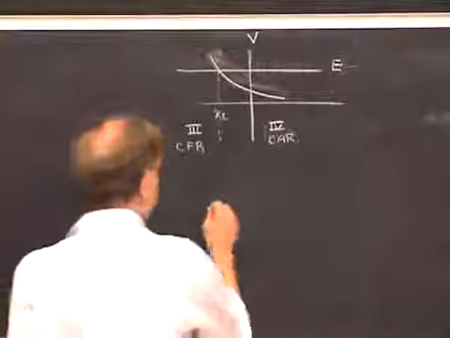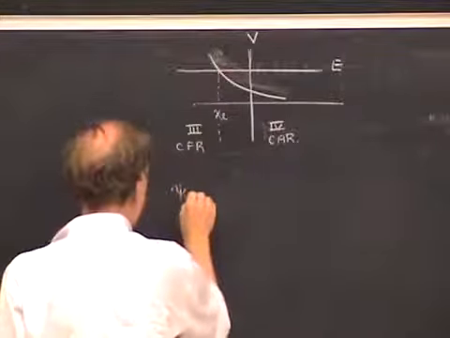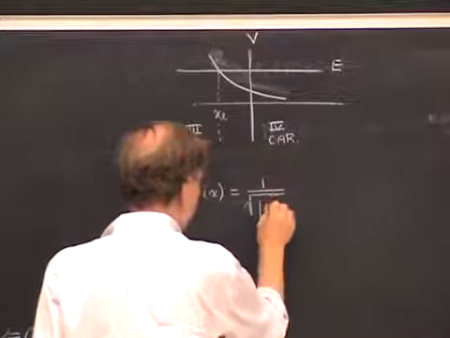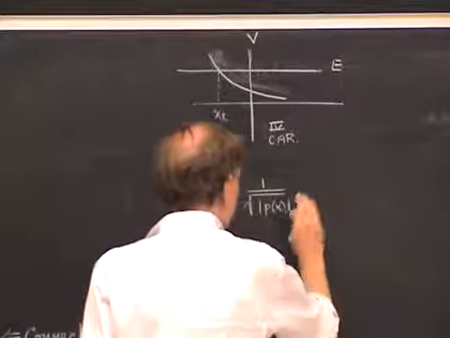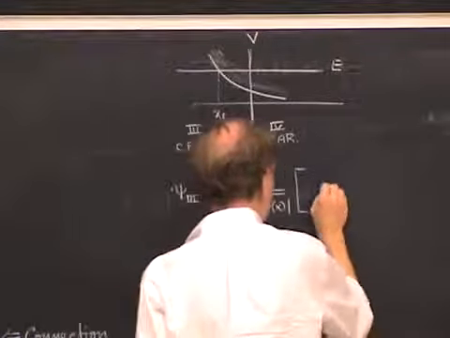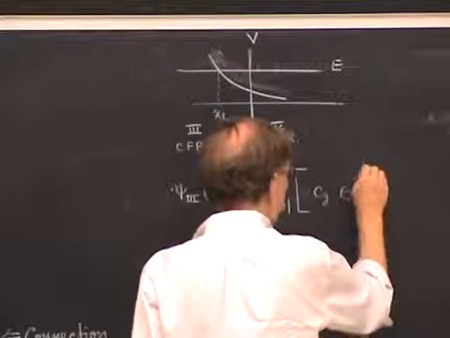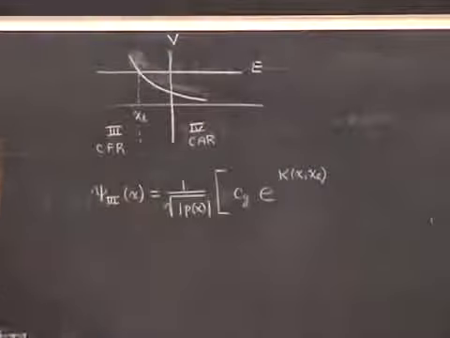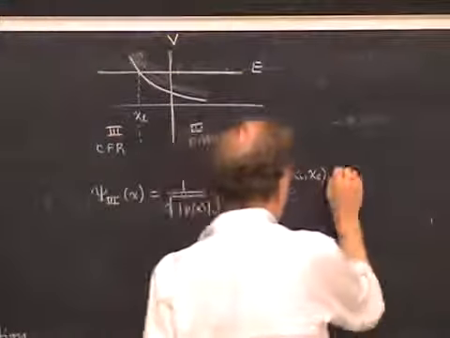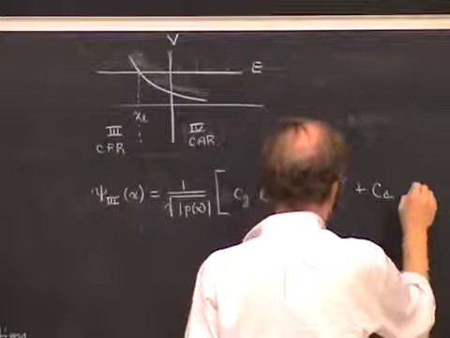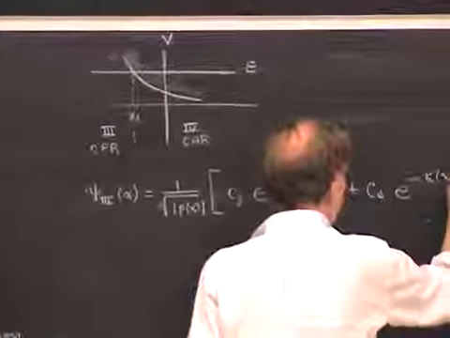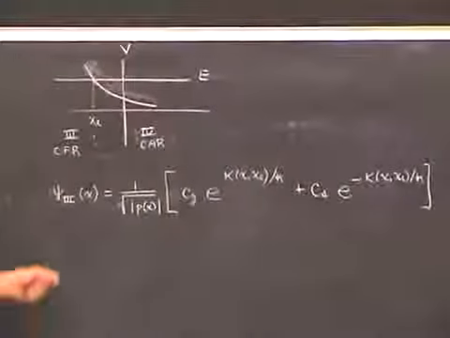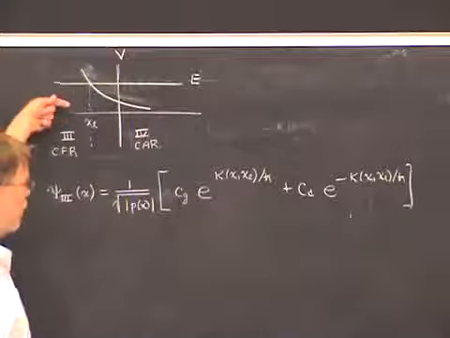Then what we have is that psi in the classically forbidden region 3 of x, let's write this as 1 over the square root of the absolute value of momentum times the coefficient, let's call it c growing, e to the k of x comma x_L over h bar, plus c damp e to the minus k of x comma x_L over h bar. Now I'll refer this to the left turning point now, not the right one. And I should say that growing and damped here refer to the behavior of the wave function as you move to the right.